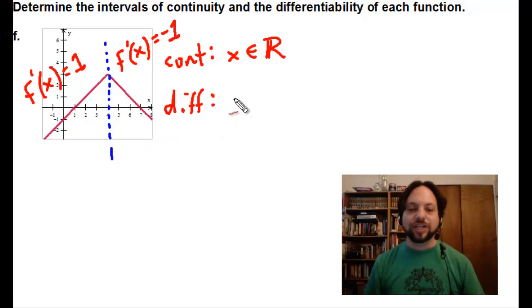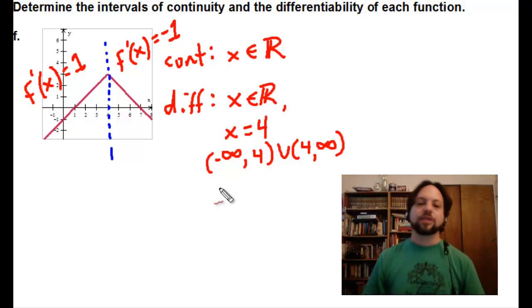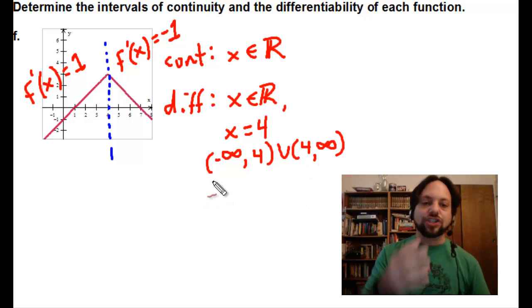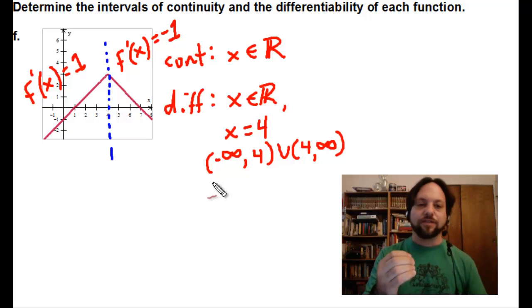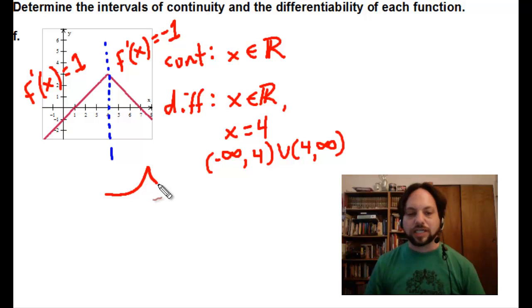And so this function is differentiable for all x's except the x that represents the node, x equals 4. Of course, you could also write this in interval notation. That's also accepted, no problem. But the important thing to remember here is that a function does not have a derivative when there is a node, or alternately when there's a cusp, which would look something like this or like this.